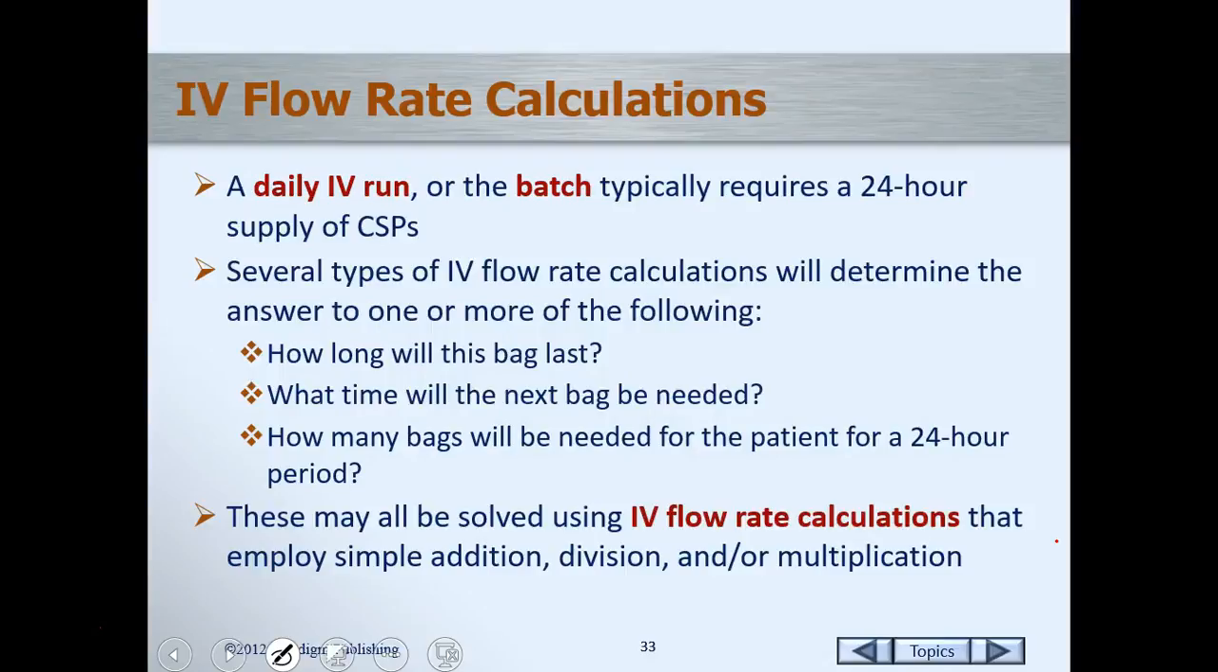Now your flow rate calculations in the IV run or the batch are generally calculated on a 24-hour supply. Things we might need to determine include how long the bag's going to last, what time we need the next bag, and how many bags we need for 24 hours. So we can use different ways to calculate those.